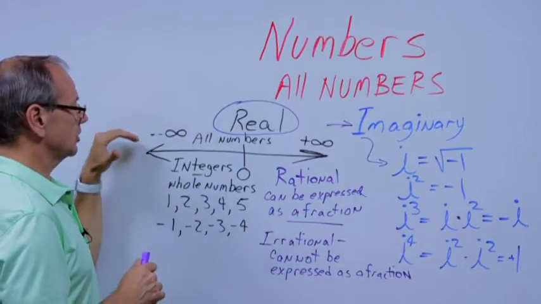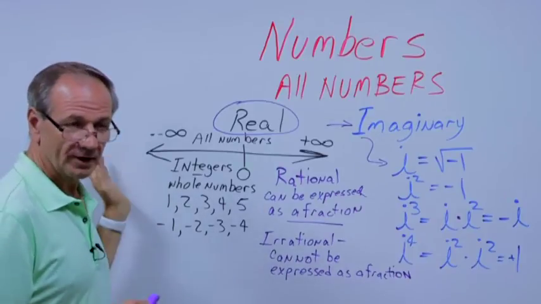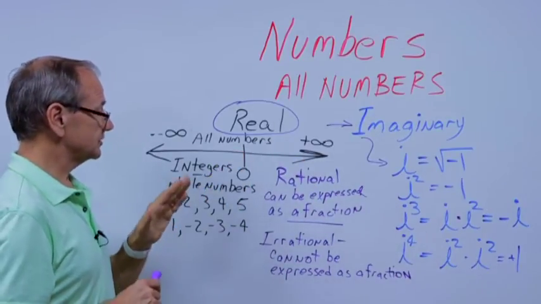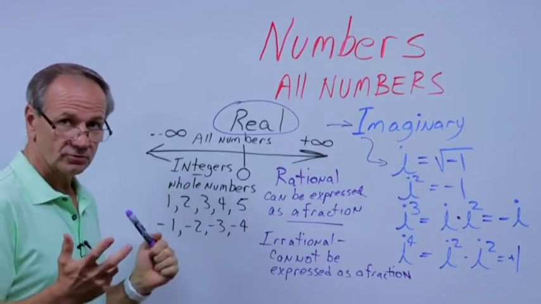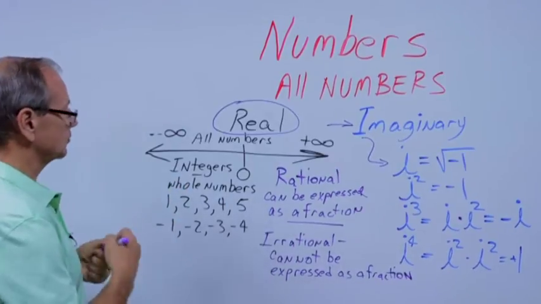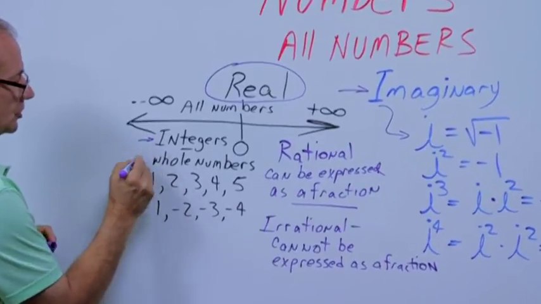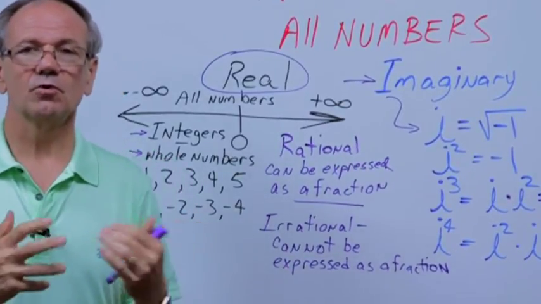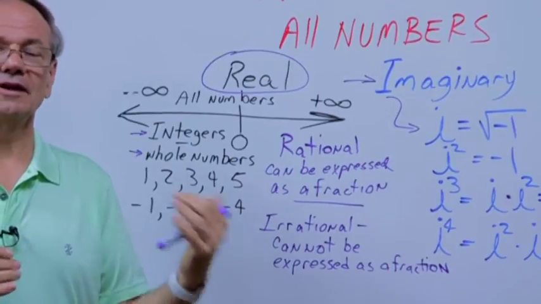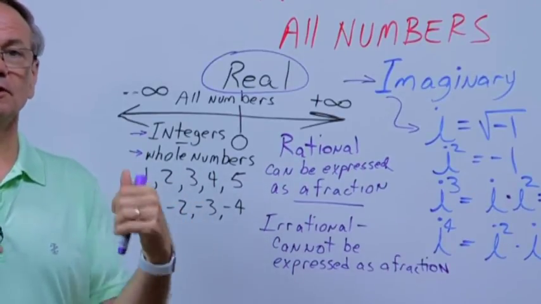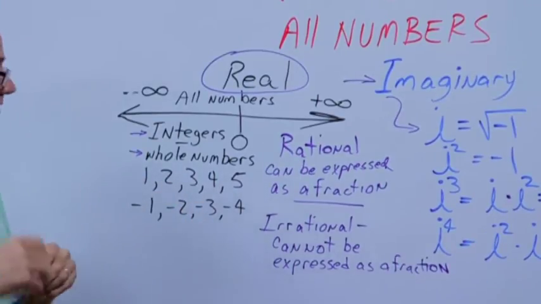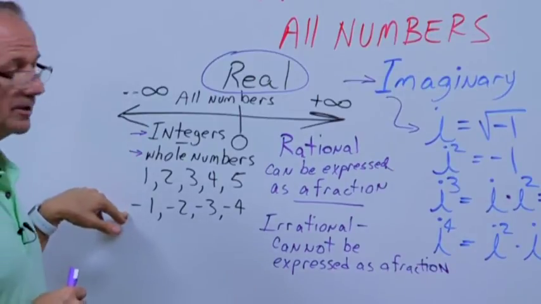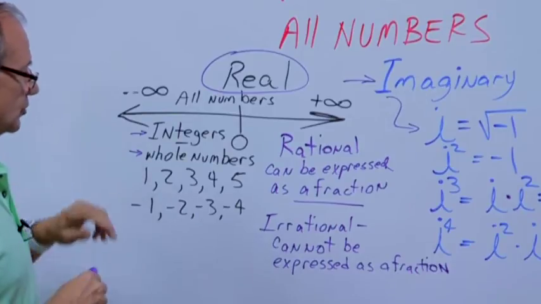Real numbers starts with all numbers from -infinity to +infinity, including 0. Now, some of the terms that we use with these numbers is we can start with integers and whole numbers. These are the counting numbers, 0, 1, 2, 3, 4, 5, or -1, -2, -3, -4, -5. So these are our integers, or we would call them counting numbers as well, or whole numbers.